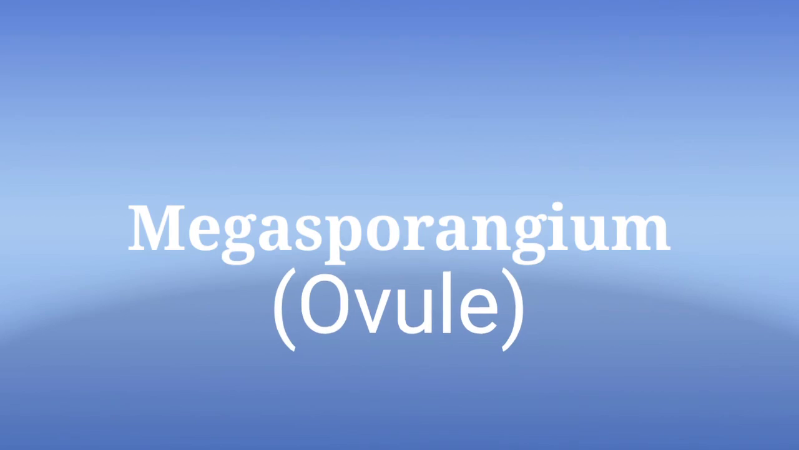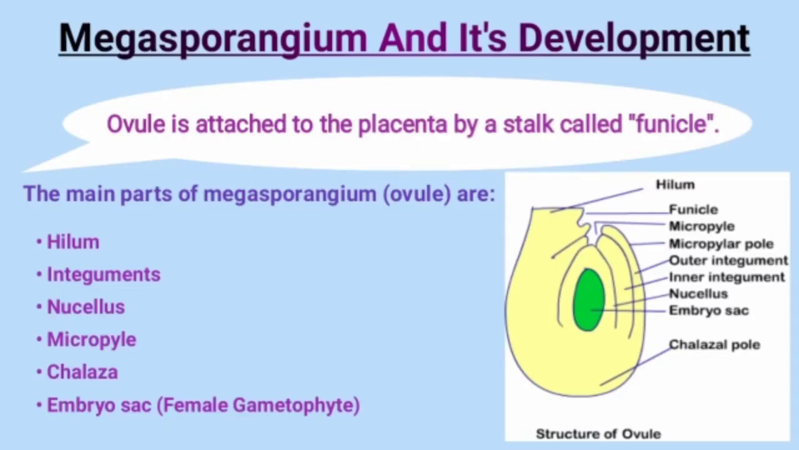Now let's see about the structure of megasporangium and its development. As we know, the megasporangia, which we also call ovule, arises from the placenta. So this ovule or megasporangia is attached to the placenta by a stalk called funicle. You can see the diagram to know which part is known as funicle. So funicle means a stalk by which the placenta and the ovule remain attached to each other. The main parts of megasporangium or ovule are hilum, integuments, nucellus, micropyle, chalaza and embryo sac.